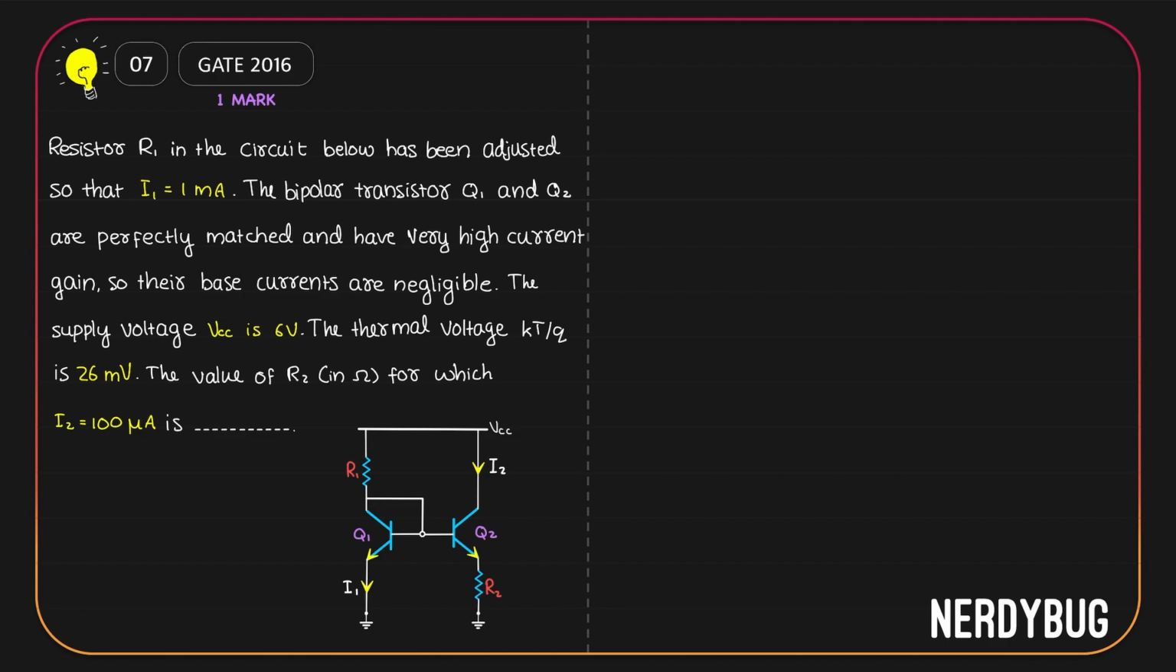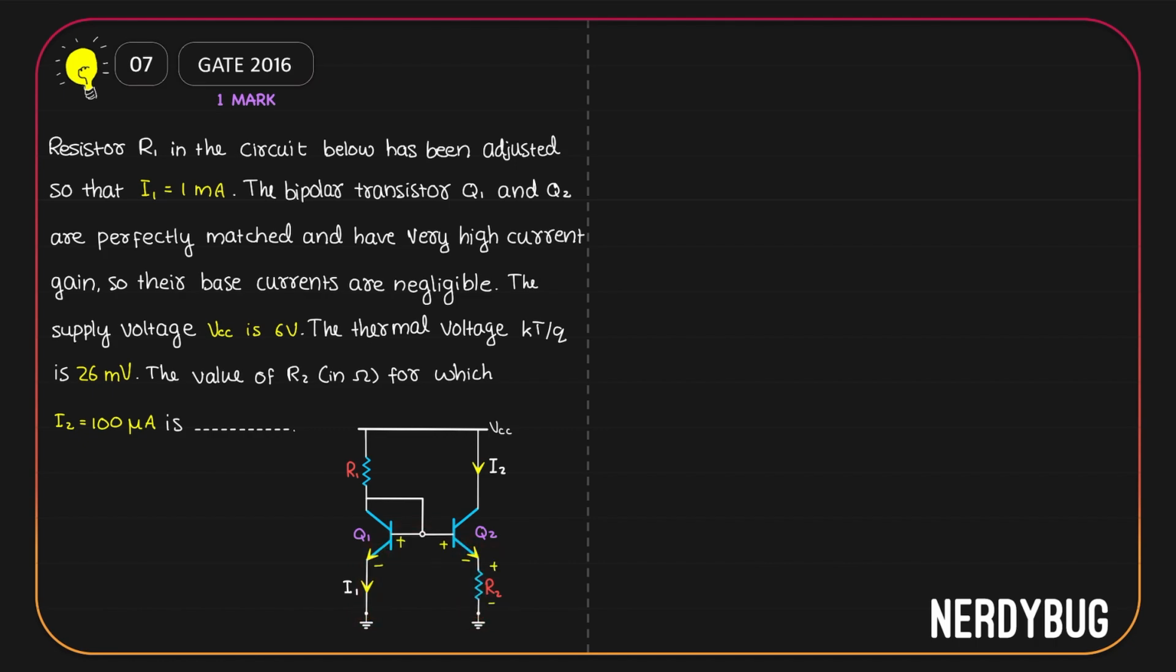We'll start by applying Kirchhoff's voltage law in this loop. I'll start from this point and go clockwise. The first thing I can see is the first base emitter voltage from negative to positive. Then I have the second base emitter voltage from positive to negative. Then I'll have the potential drop across R2. Since current will be flowing in this direction, R2 will have a positive potential here and negative here.